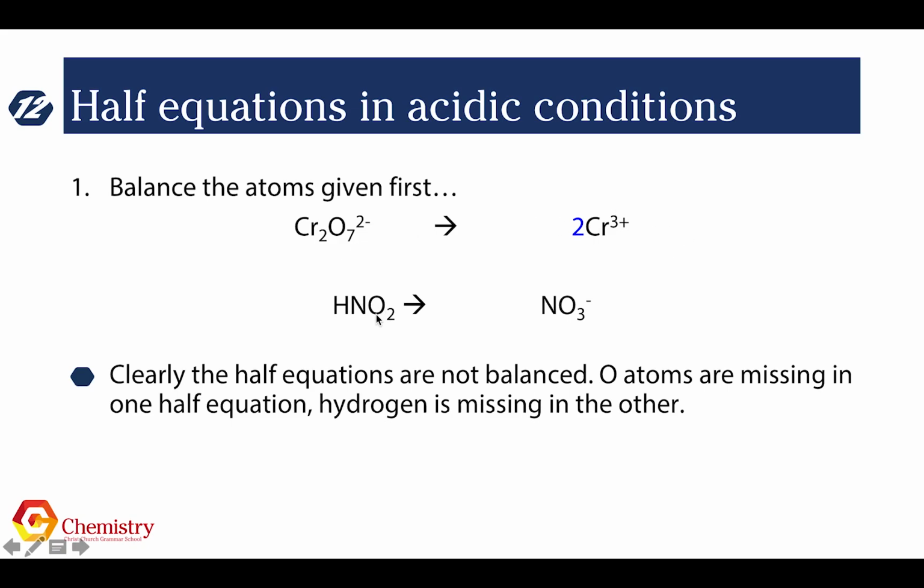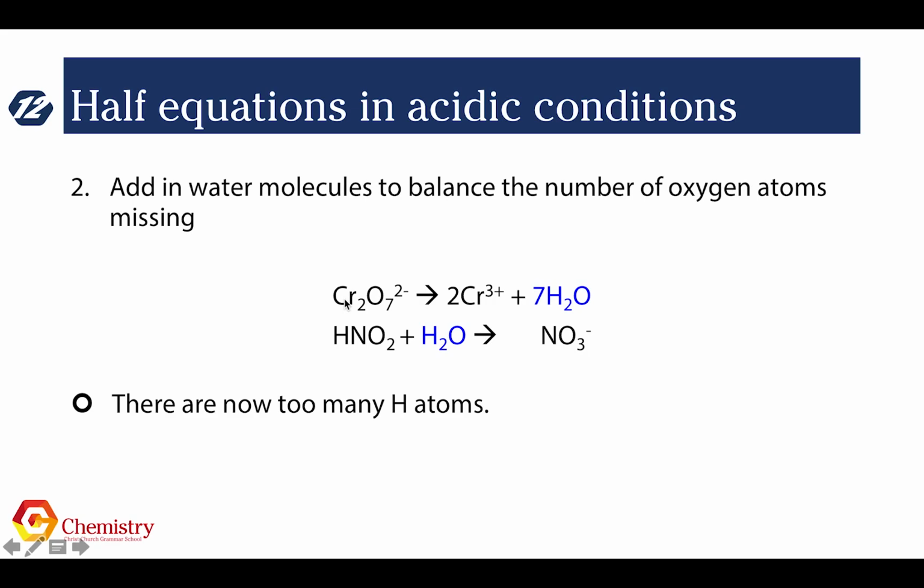Once we've balanced those particular atoms, what we need to do next is address the fact that there's oxygen here but not on the other side. In this case there's 2 oxygens here, but on this side there's 3. So clearly we need to add in some oxygen to balance the equation. By adding in water, we add in oxygen, because all of these are aqueous. So step 2 of any procedure: we add in water molecules to balance the oxygen atoms which appear to have disappeared.